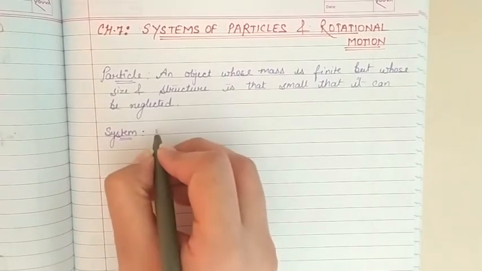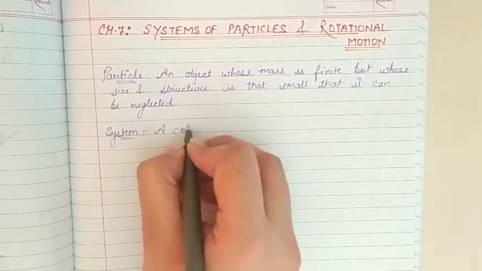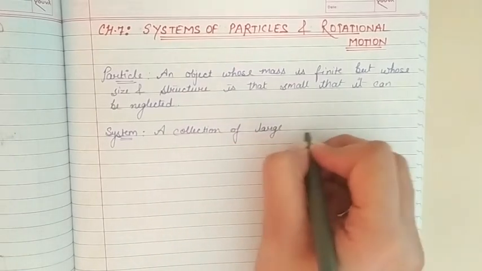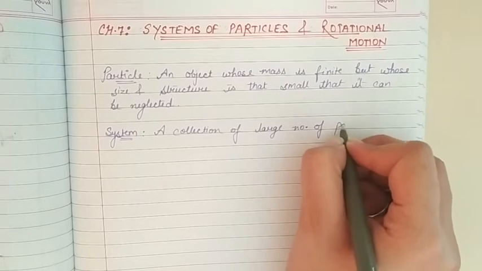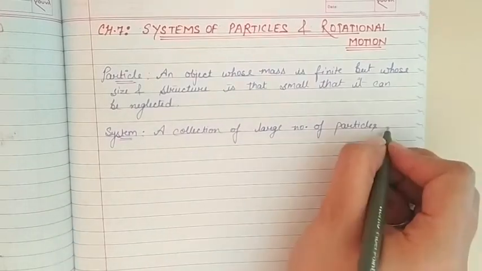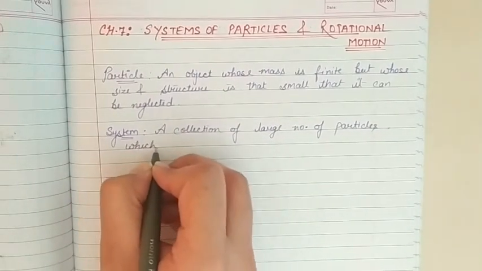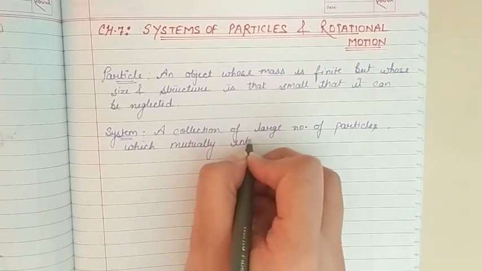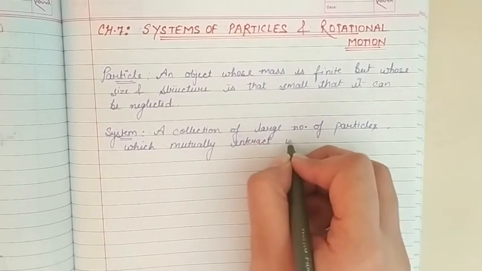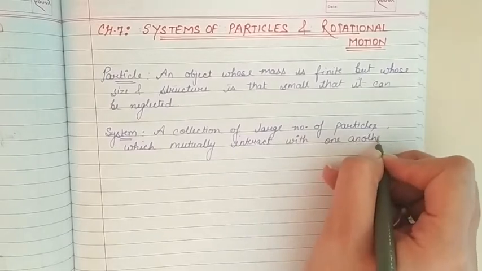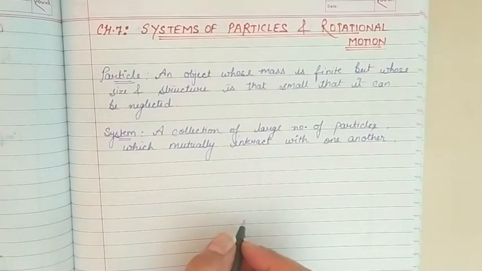So for a system, we must have a collection of a large number of particles such that these particles are mutually interacting with one another. Then such a set or collection of a large number of particles is called a system of particles.